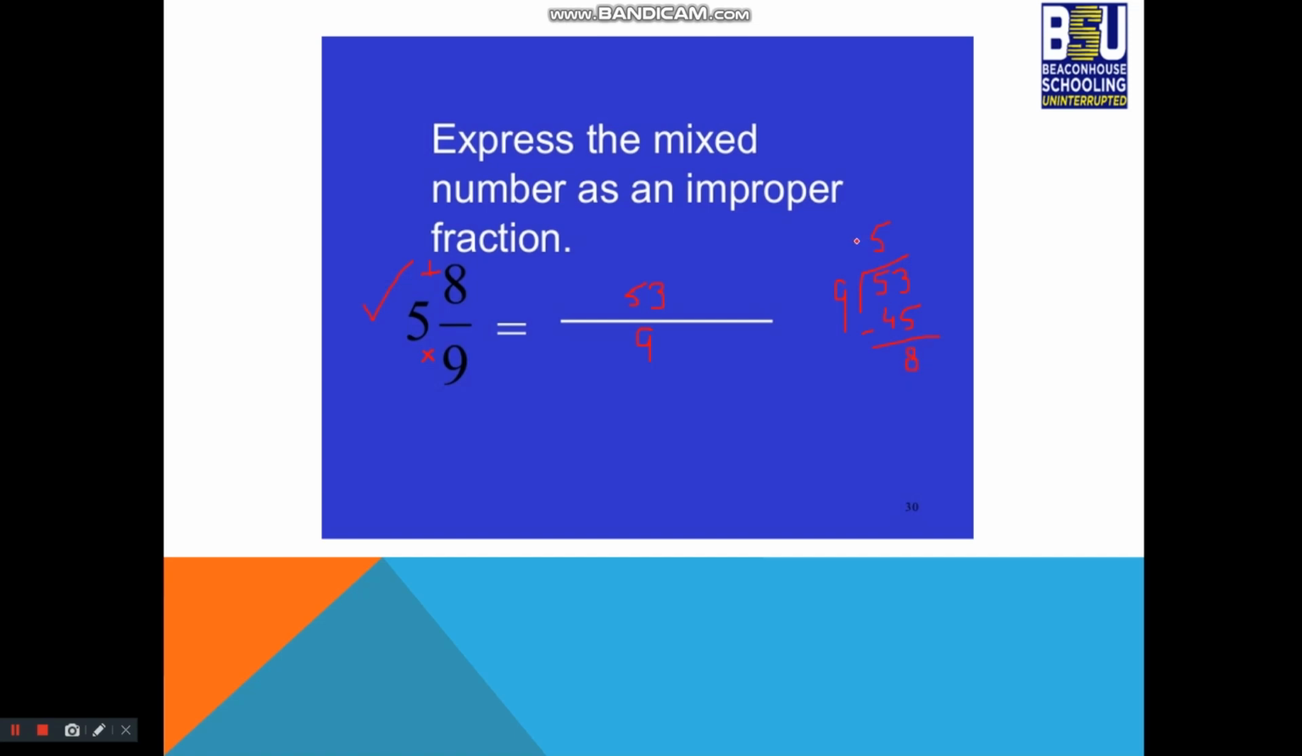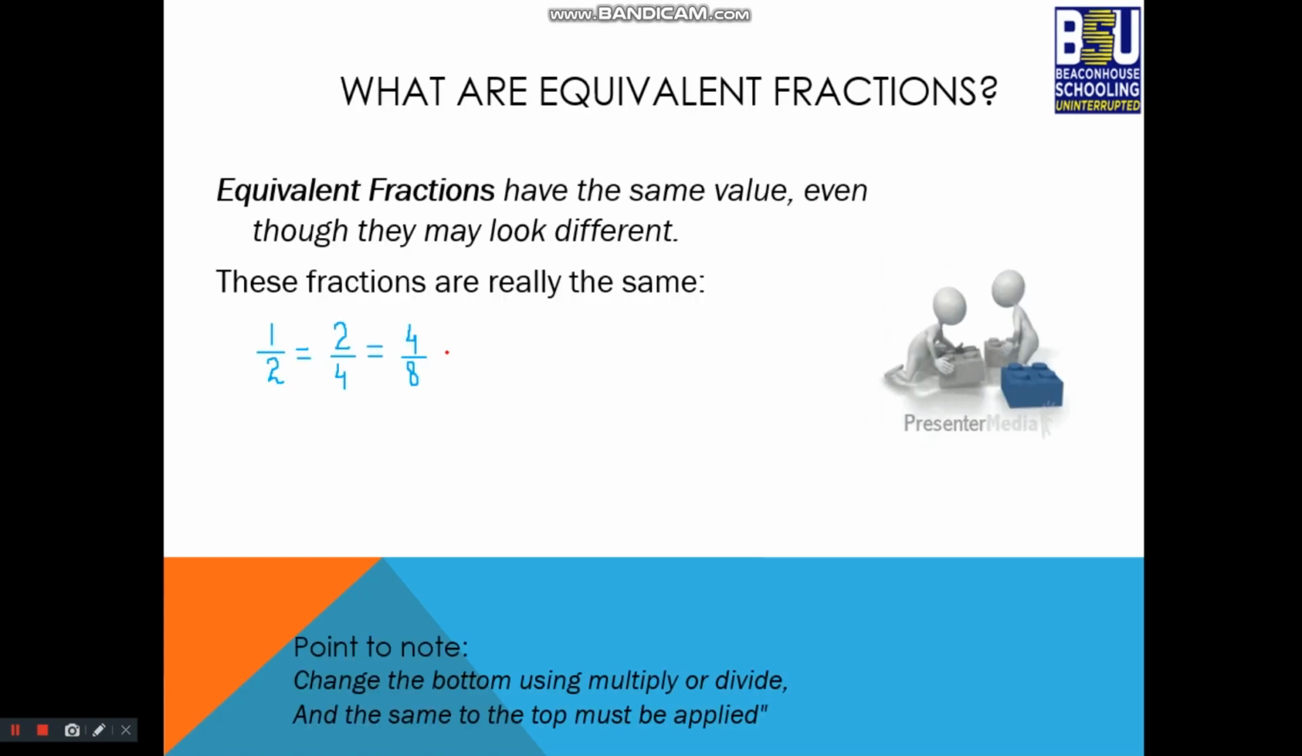Like 5, what is 5? 5 is the whole number. This over here is your whole number. And this 9 will remain the same. That is your divisor. That will remain the same. And 8 is your numerator. This is how you can check your answer.